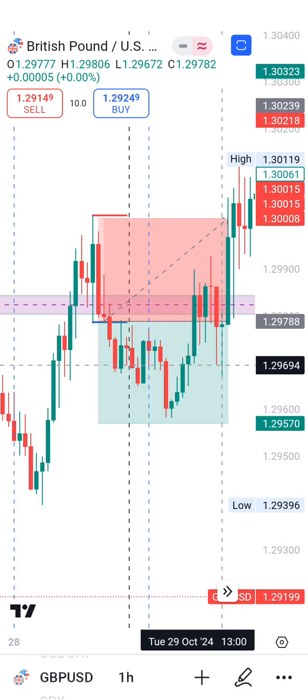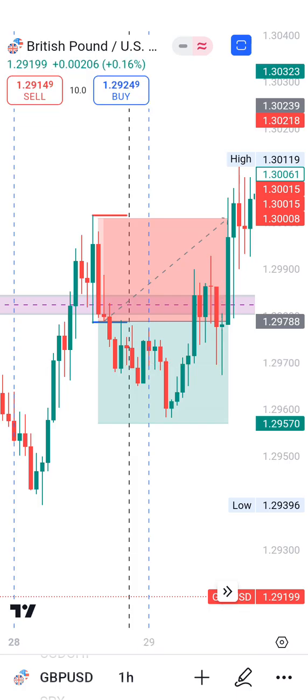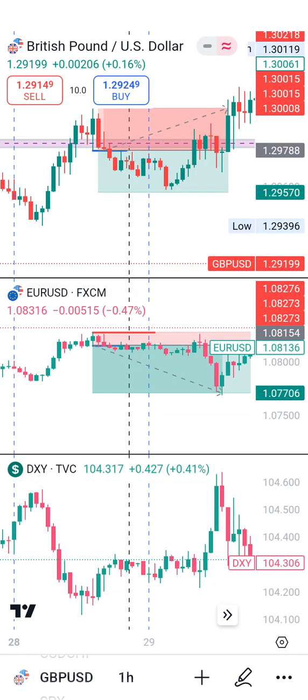But I would advise you to take only the trade on the failure swing, all right, the weaker currency pair between the two correlated pairs, and you should be good for that.